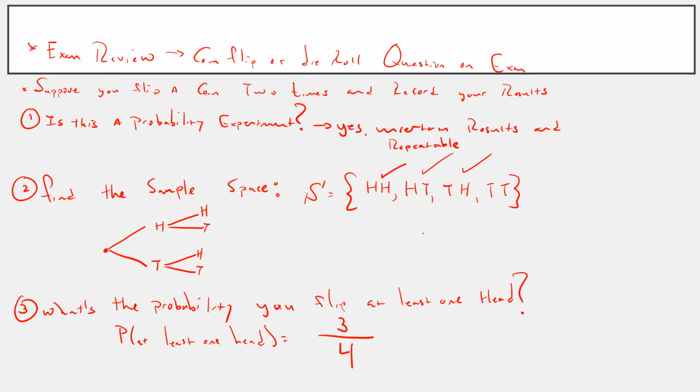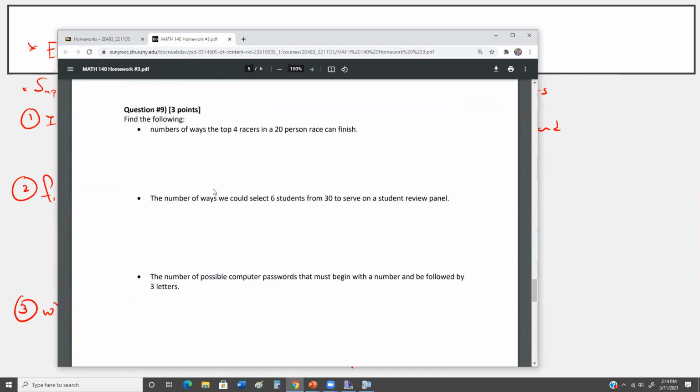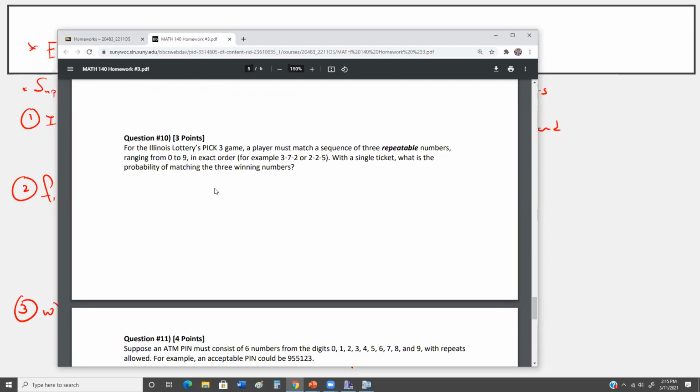All right, let me see question number 10 on the homework. Someone did ask about question number 7. Question number 7 is the binomial stuff. Okay, question number 10. This one says, for the Illinois Lottery pick 3 game, a player must match a sequence of 3 repeatable numbers ranging from 0 to 9 in exact order. So you have to get the order right, but the numbers are repeatable, okay? With a single ticket, what's the probability of matching the three winning numbers?